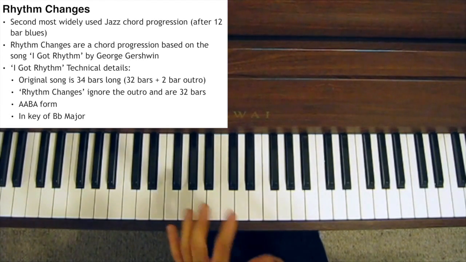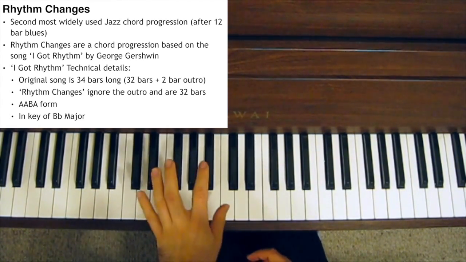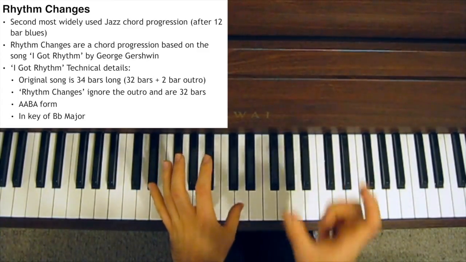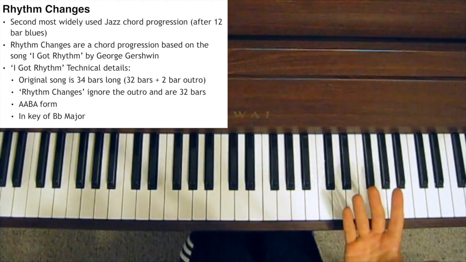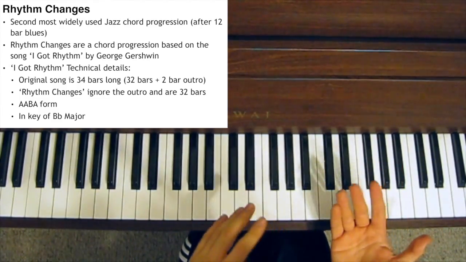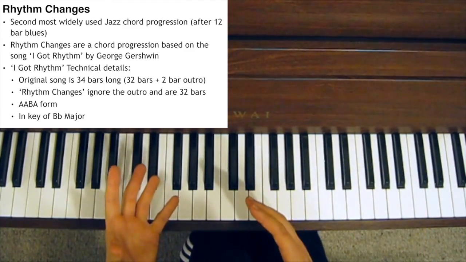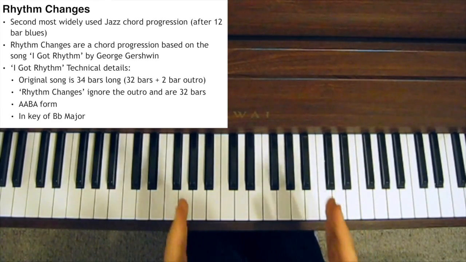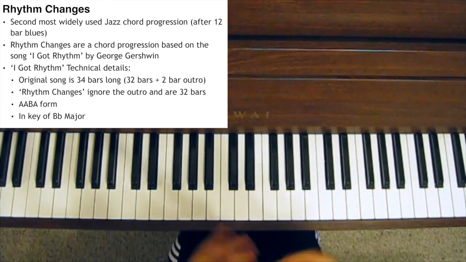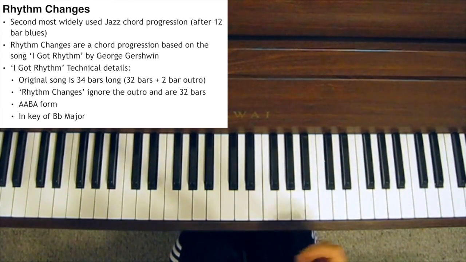I Got Rhythm was originally a 34-bar song, consisting of a 32-bar song with a 2-bar outro at the end. Because of this irregular number of bars, being 34 instead of 32, rhythm changes or other songs based on rhythm changes generally drop that 2-bar outro and just have a standard 32-bar song. I Got Rhythm is also in a standard AABA form and is originally in the key of B flat.